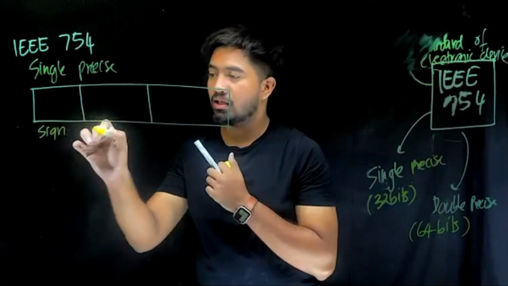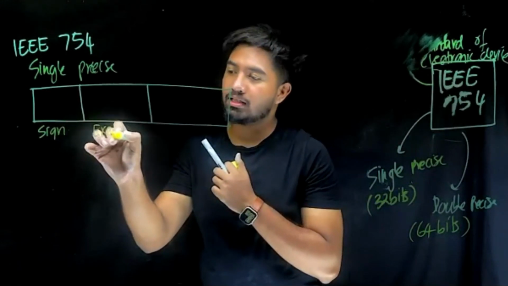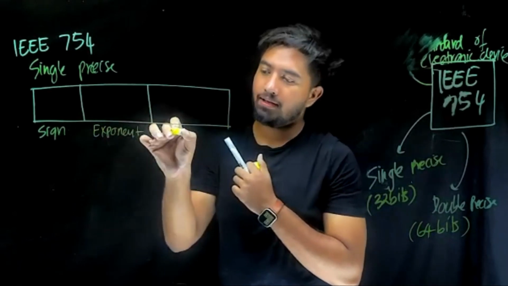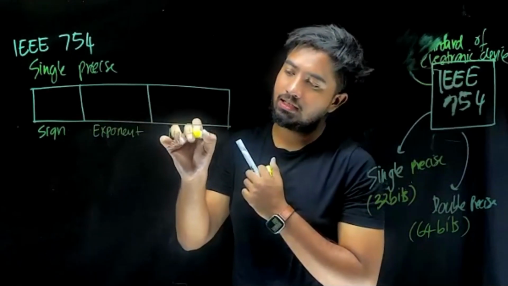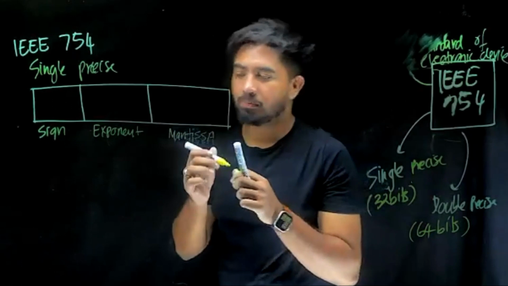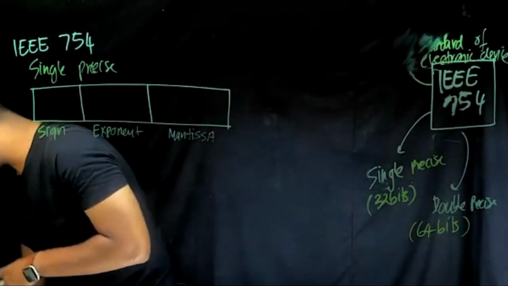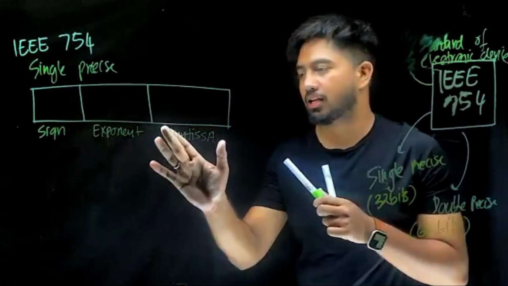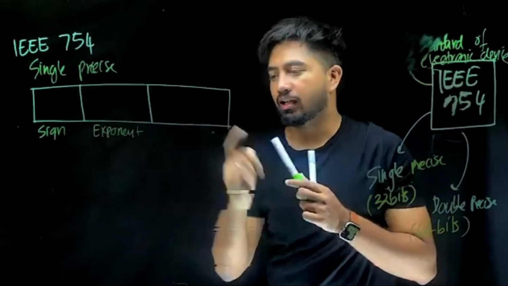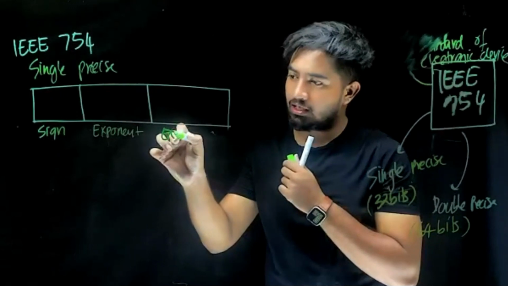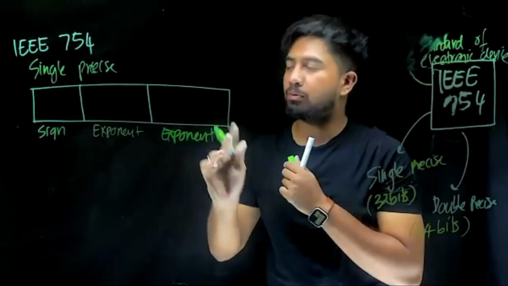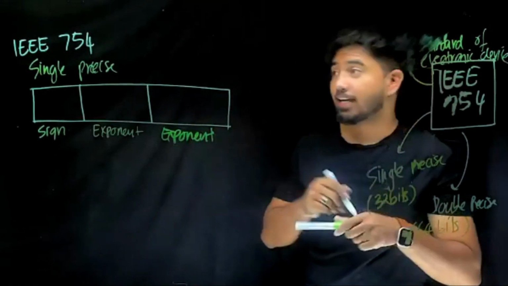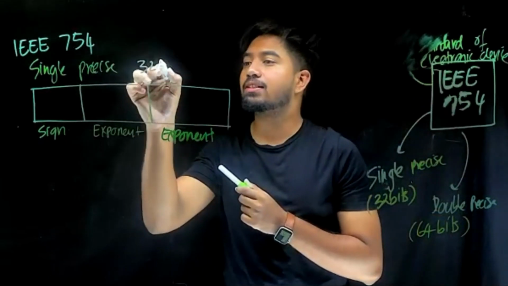Sign, exponent, mantissa. You are supposed to have these 3 points in there: sign, exponent, and mantissa. Single precision has 32 bits.